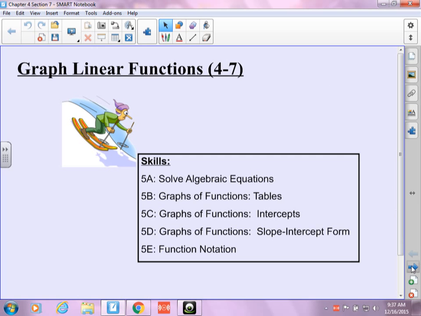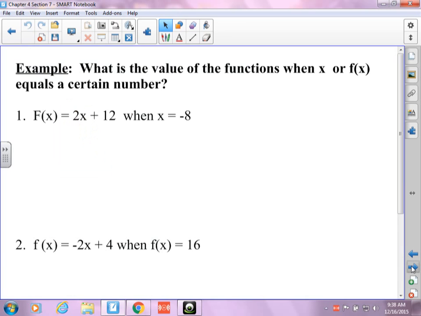We're essentially looking at something called function notation. Now, it's nothing to get really upset about. You just got to know how to do it. So let's take a look at this. What is the value of the function when x, or f of x it's called, equals a certain number? This is a problem directly from your test.